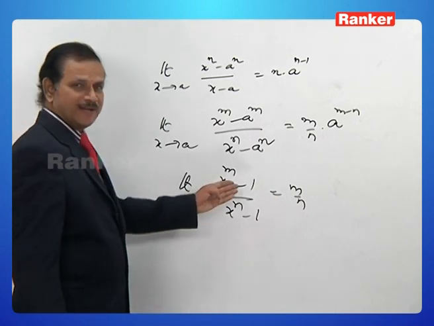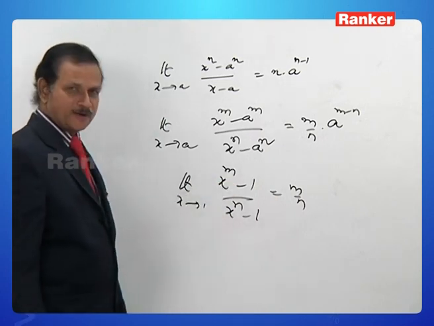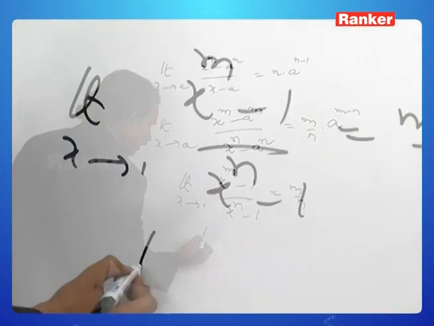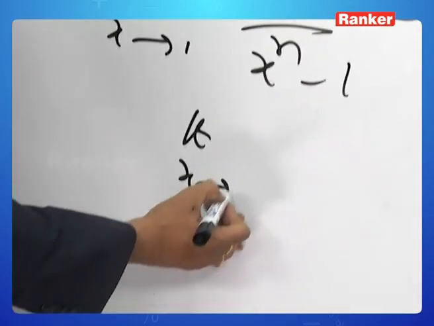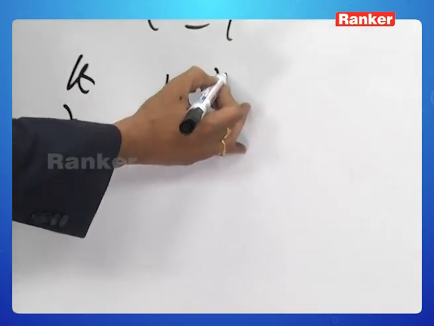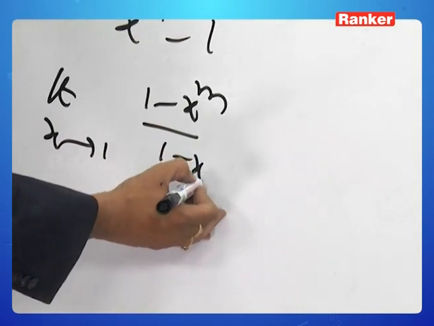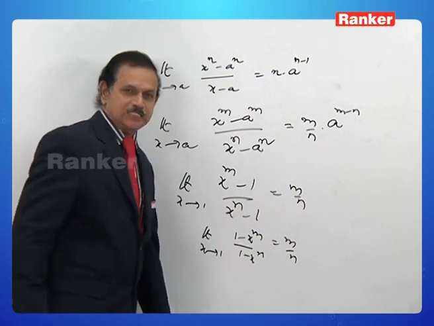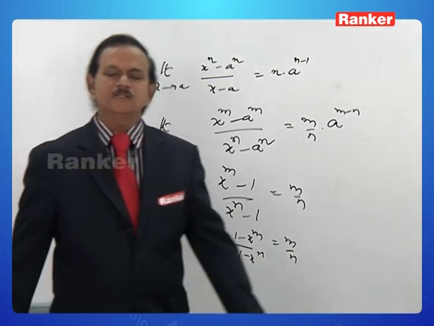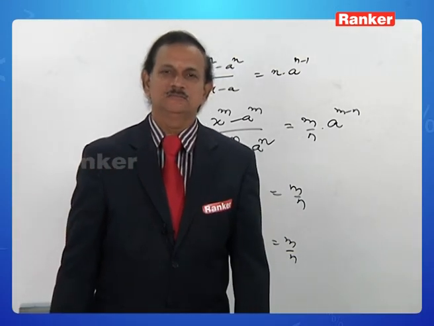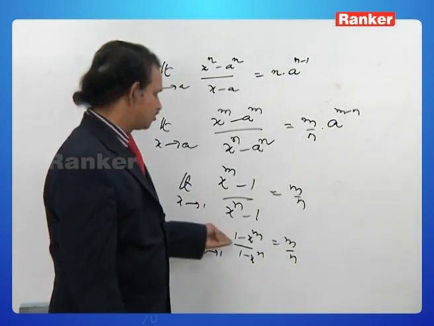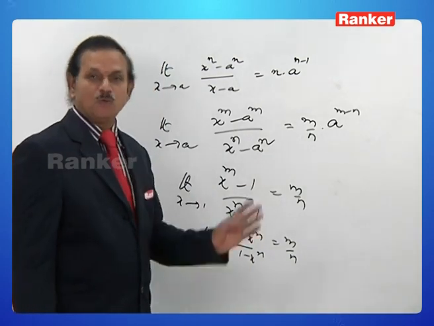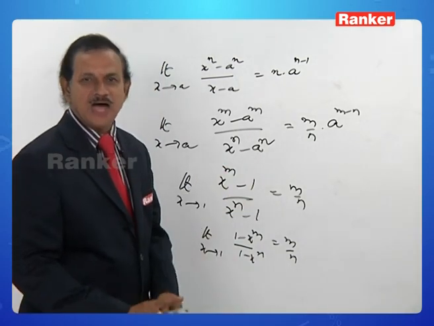Okay, multiply with minus 1 on both numerator and denominator. What happens to the fate of this? Limit as x tends to 1, (1 minus x^m) by (1 minus x^n) is again m by n. In fact, it is minus m by minus n, nothing but m by n. And there are so many applications to this formula. Let us observe one such application now.